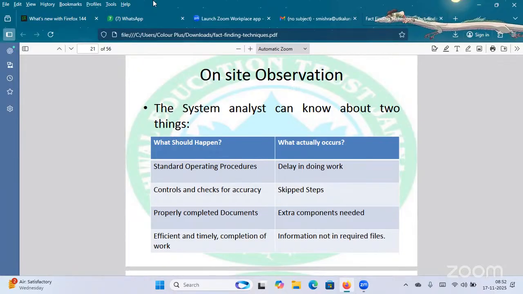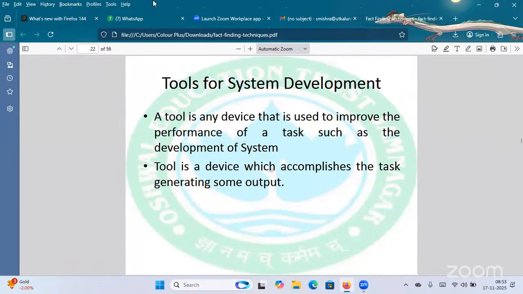So the system analyst can know about two things. That is what should happen. That is the rules, standard operating procedure, control and checks for accuracy. So the procedure should be known by the system analyst, and what actually occurs means delay in doing work. If there is a delay in doing work, he has to think about what to be done to speed up the process, or if any steps are skipped by the employees while doing the work. Clear? Like this. So the system analyst can know about two things, that is what should happen and what actually occurs.